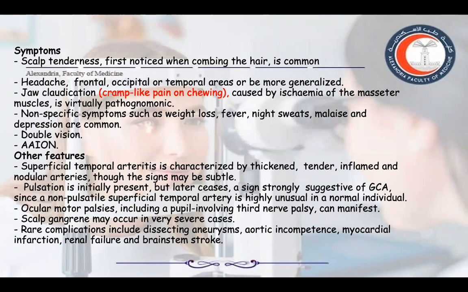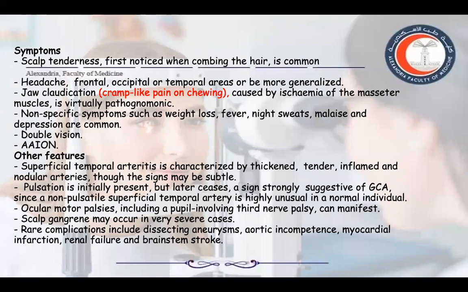These patients usually present with the following: scalp tenderness because of the involvement of the arteries of the scalp, first noticed when combing the hair. Headache, which could be frontal, occipital, temporal, or maybe generalized. And very important here, the cramp-like pain on chewing, the jaw claudication. This is very pathognomonic of GCA, caused by ischemia of the masseter muscles.